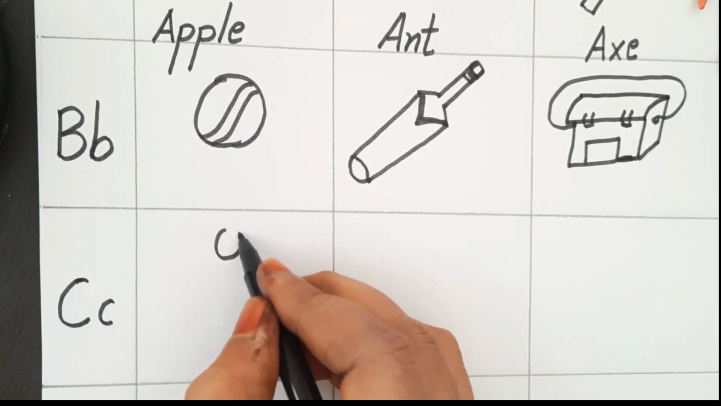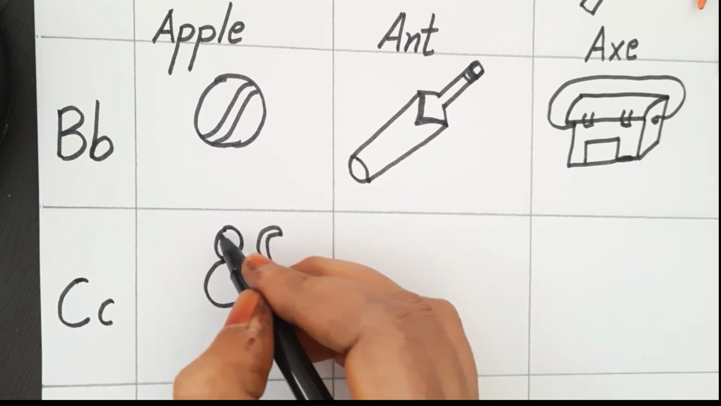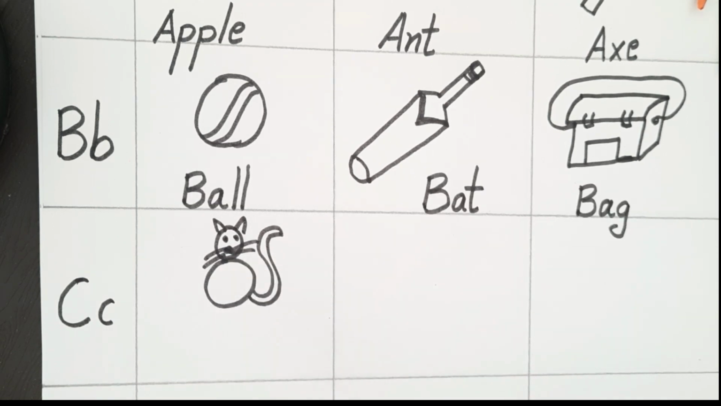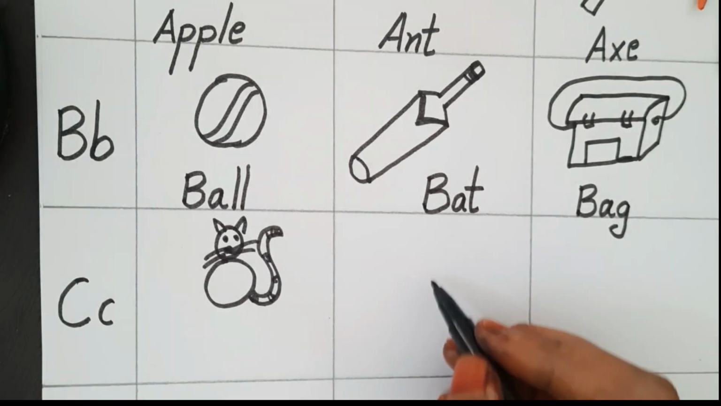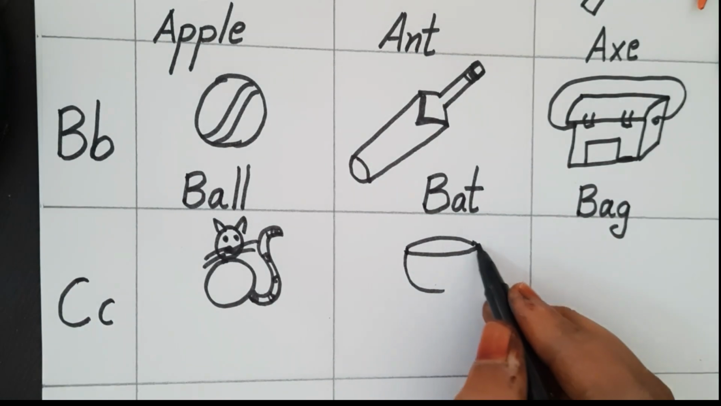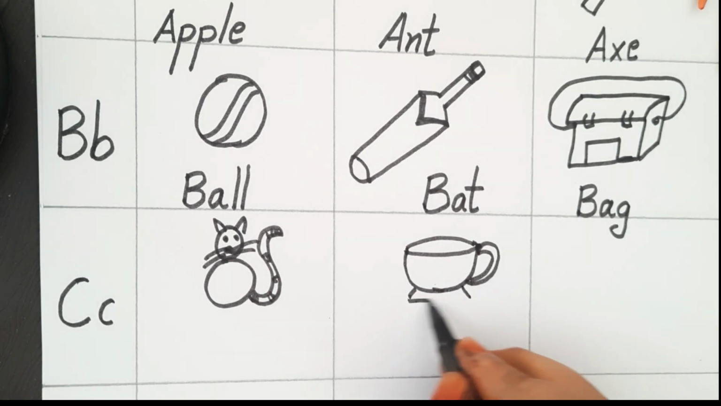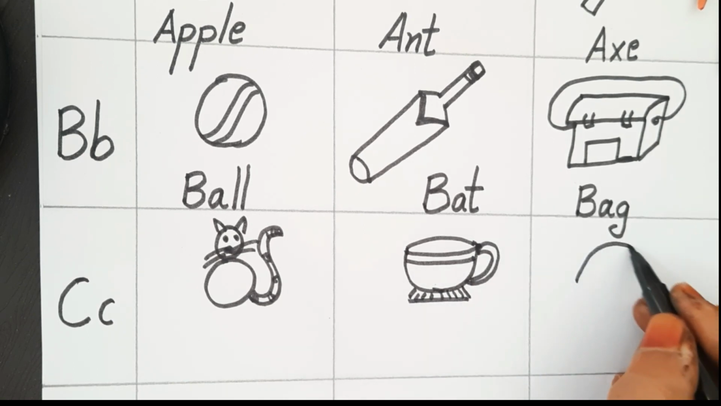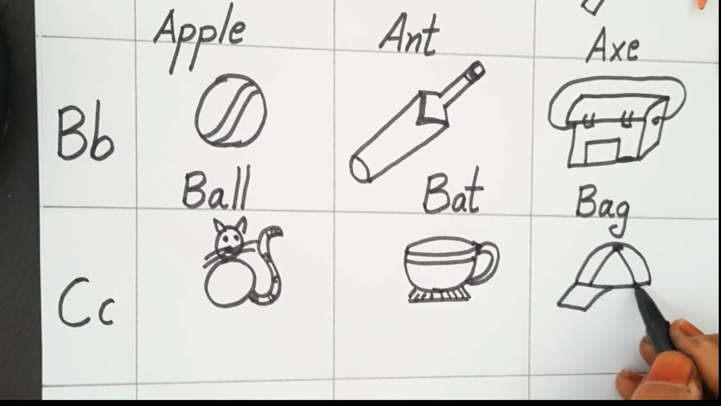The sound of C is K. C for cat. C for cup. C for cap.